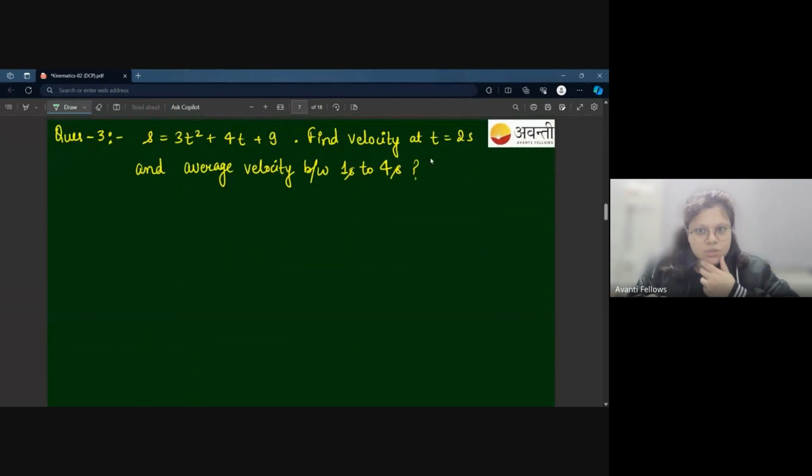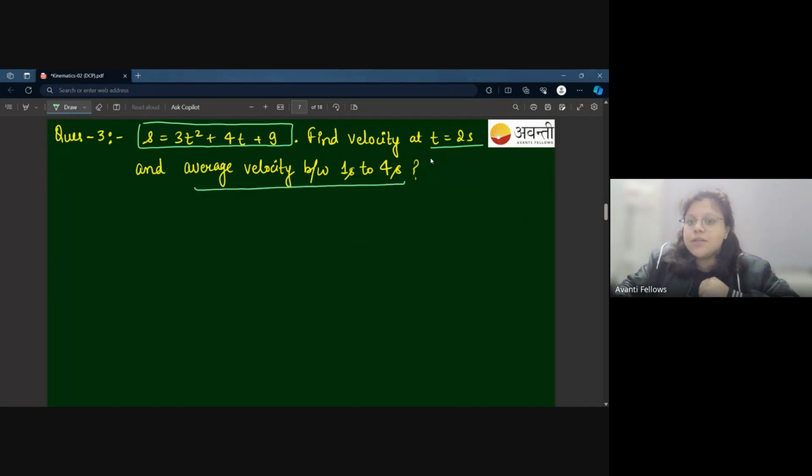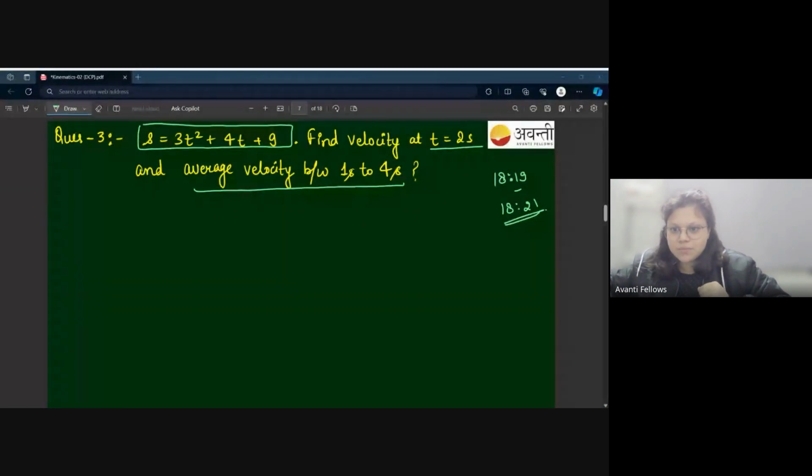Let's come to question 3. Again, you have a relation between displacement and time. You have to find the velocity at t equal to 2 seconds and the average velocity in this interval. Okay, so you have two parts to solve here. It's 18:19 right now. Please give me the answer after 18:21 only. Do not drop the answer in the chat box or while opening the mic. Is it clear to you?